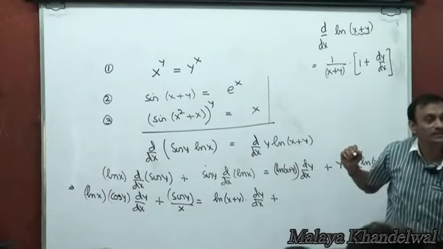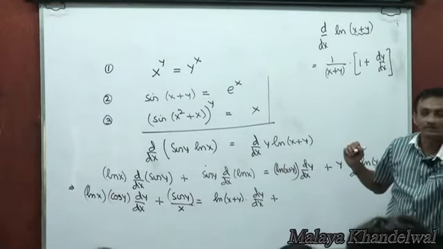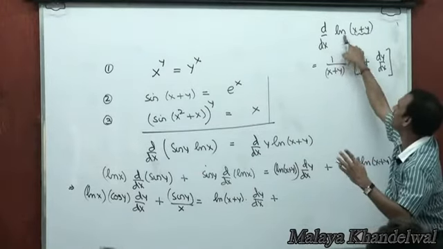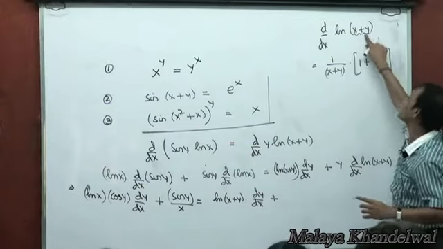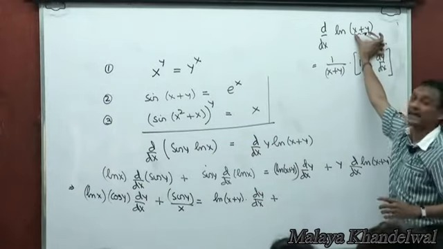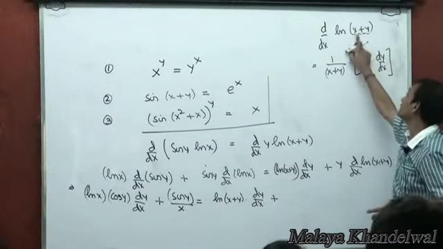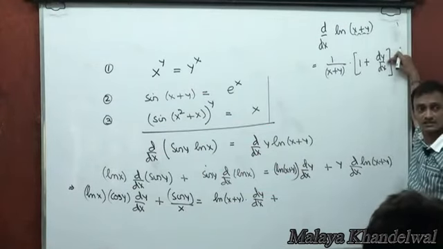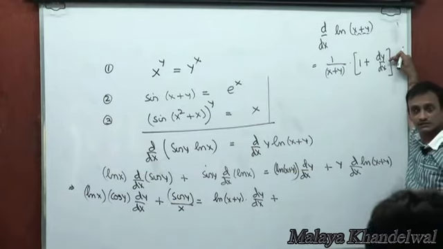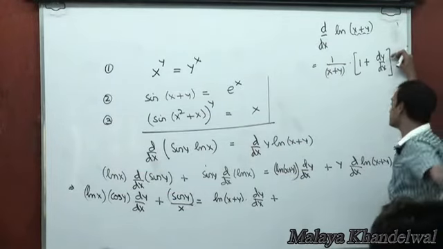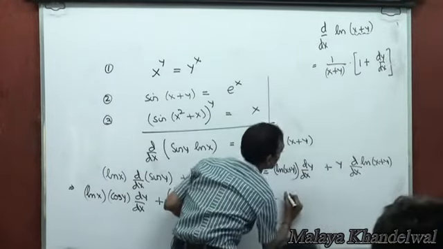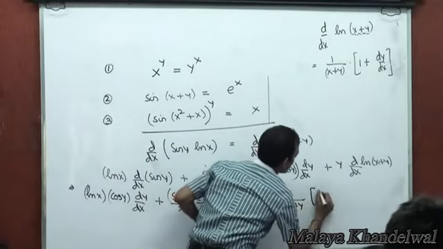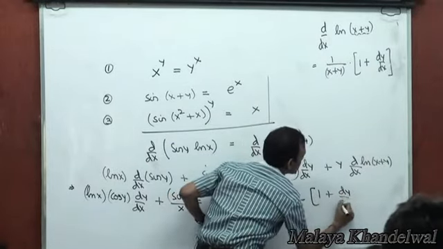You know what I did here? Chain rule. Go from outside to inside. Ln gives me 1 by, and then come inside. Inside would be d/dx of this, which is d/dx of x, which is 1, and d/dx of y, which is dy/dx. Are you all there with me? Okay, so plus y times 1 by (x plus y) into (1 plus dy/dx).